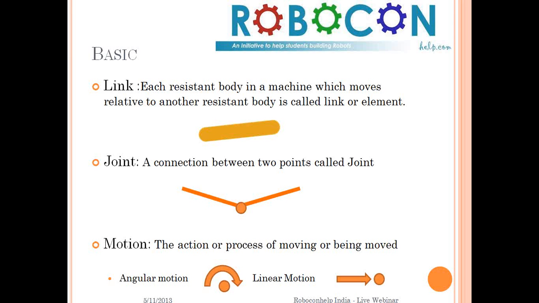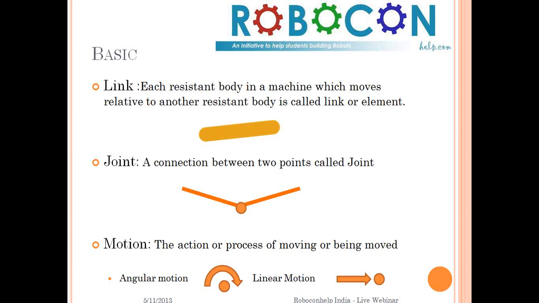The other thing that comes to mind is motion. A forcible action which makes one thing move is motion. In motion, there can be 2 basic types: angular motion and linear motion. For angular motion, we can give angular displacement, angular velocity, and angular acceleration as our input, and for linear motion we can give linear displacement, linear velocity, and linear acceleration.